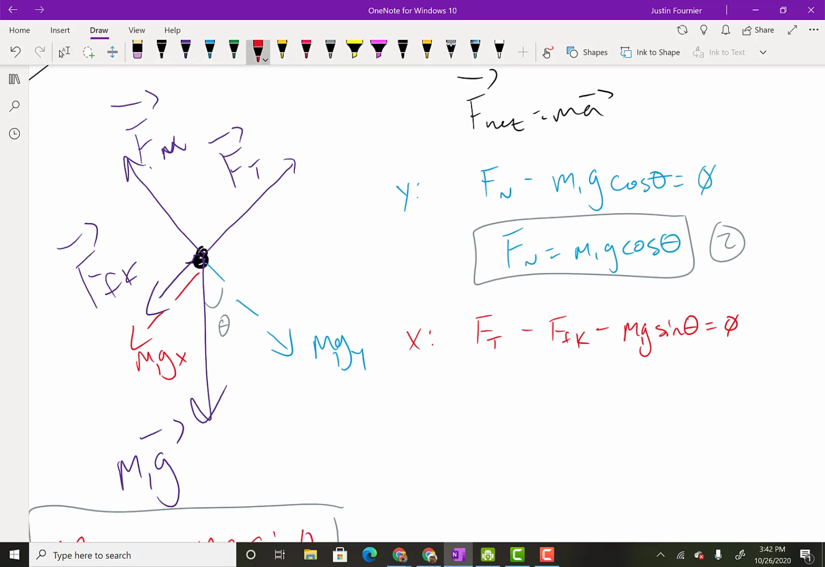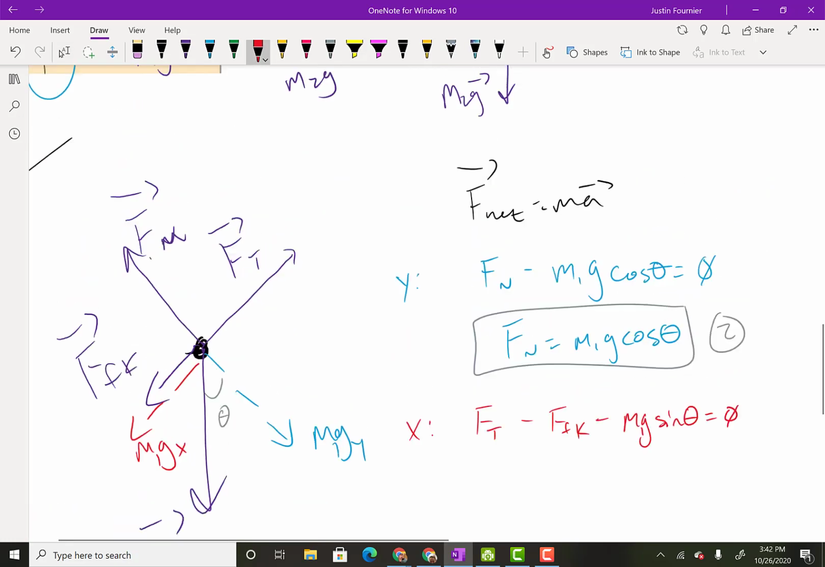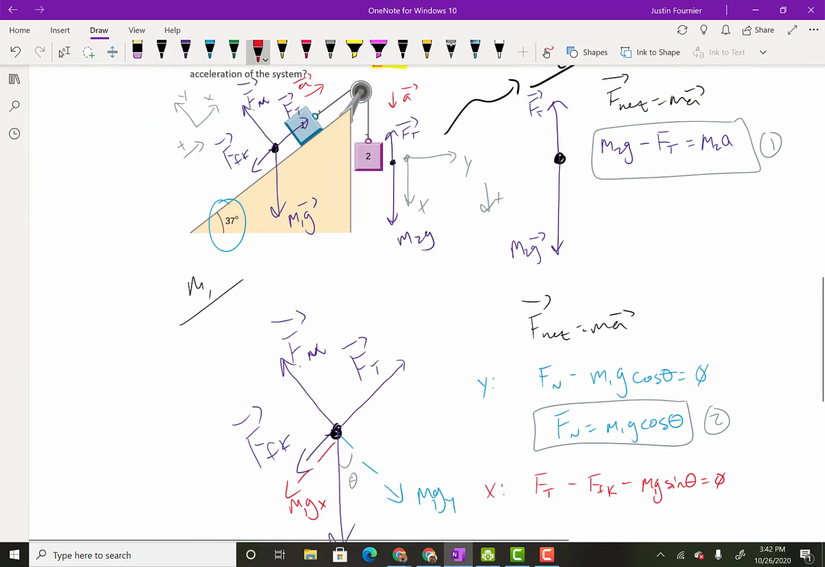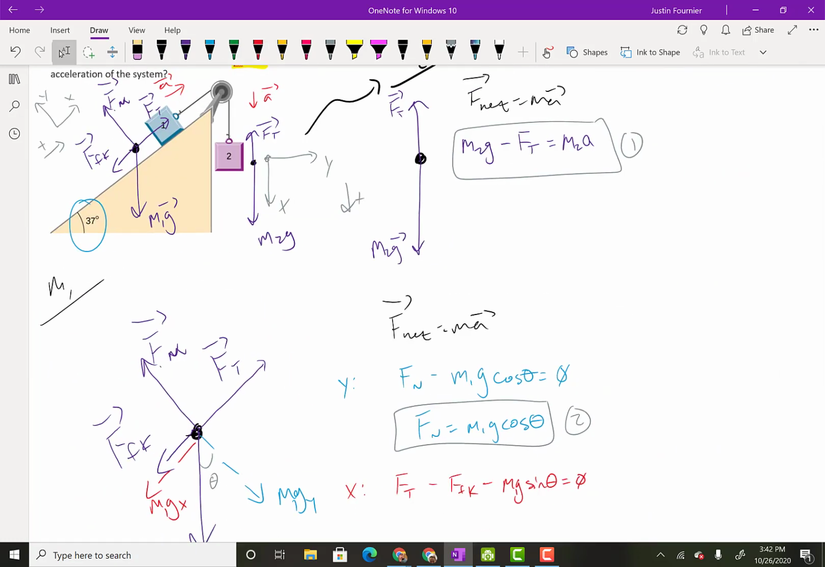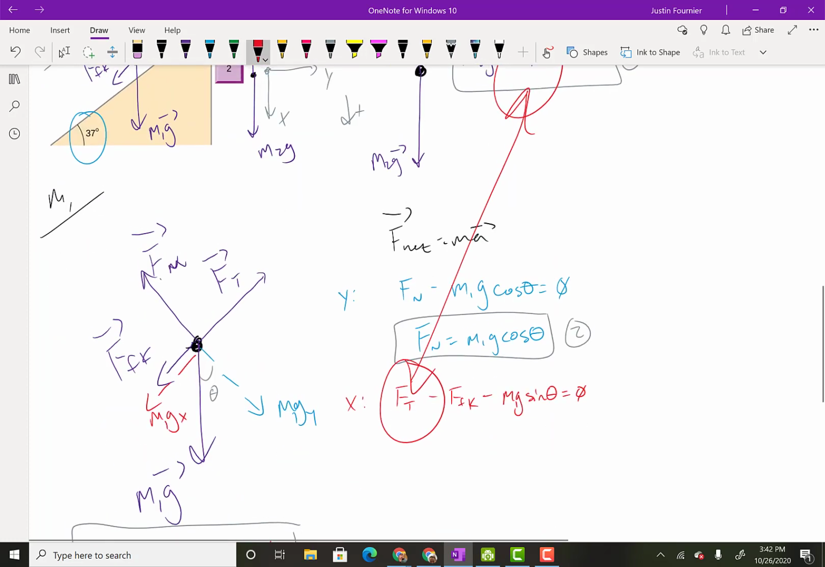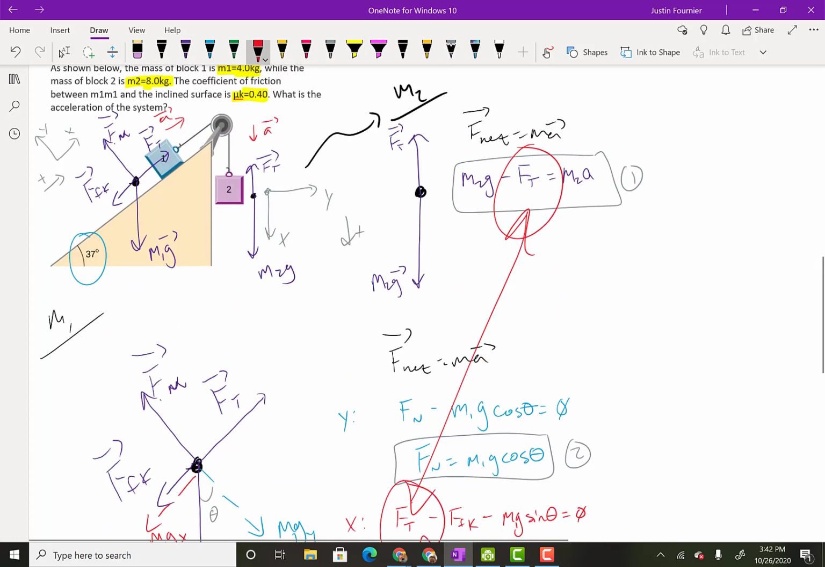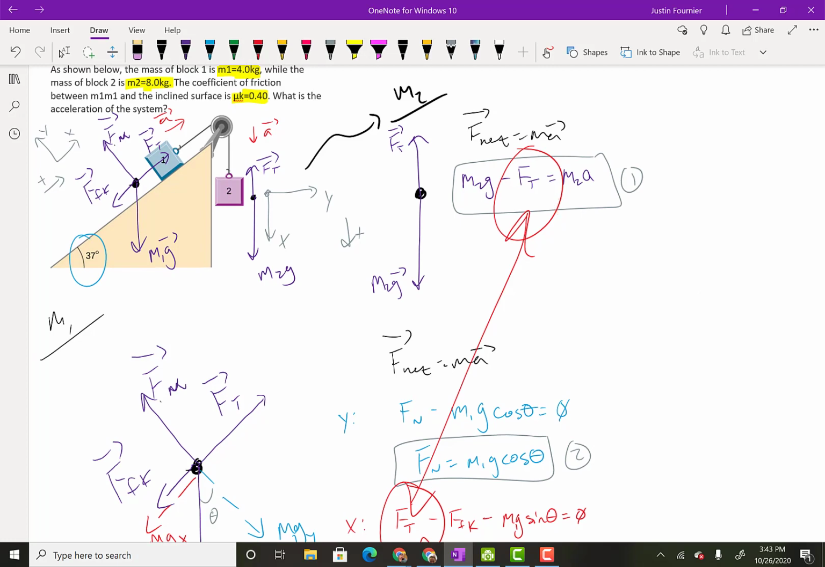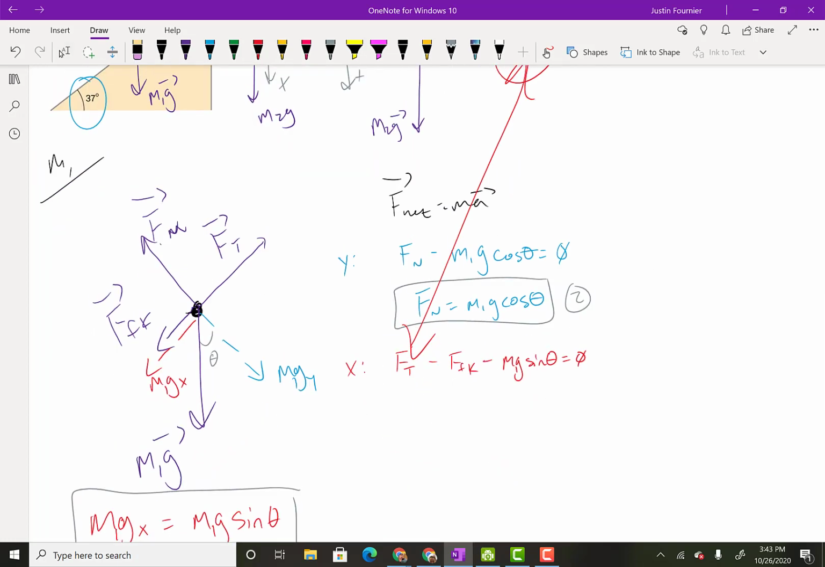I'm going to isolate Ft, because I think I'm trying to find out the acceleration. And what's nice about tension force is that if this is a massless rope and a massless frictionless pulley, which we can assume here, then the tension force between these two is going to be the same. So I'm going to find out what the tension force is and then plug all that in to get the acceleration. That's going to be my plan of attack here.